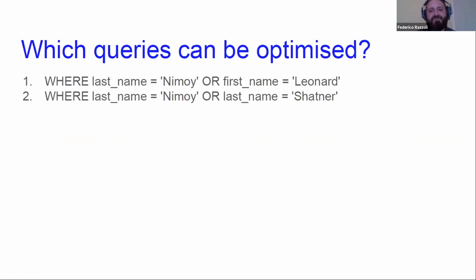This is maybe slightly more tricky. So we have basically two examples where we have OR, but they are different because in the first case we have last name equals Nimoy or first name equals Leonard. And the next is last name equals Nimoy or last name equals Shatner. Can anyone guess if they can use indexes or not?